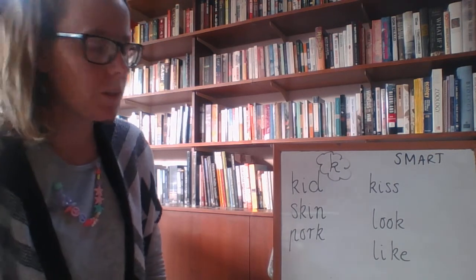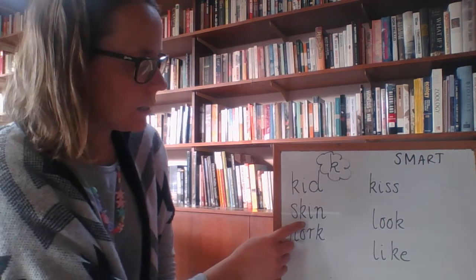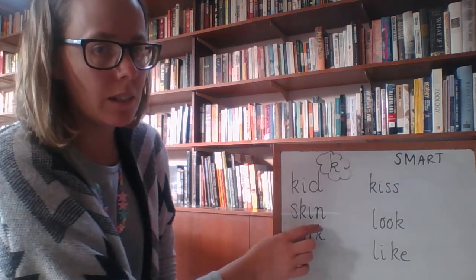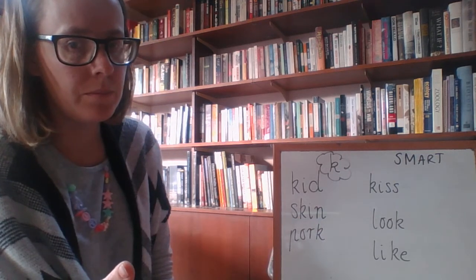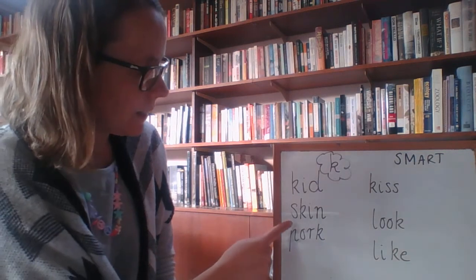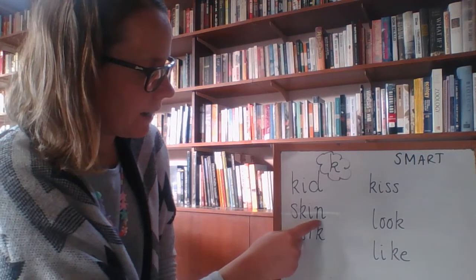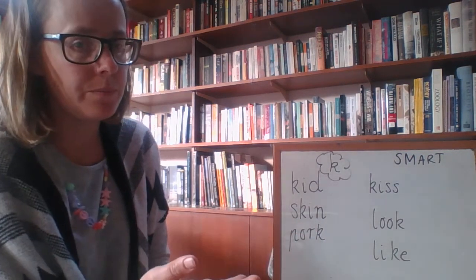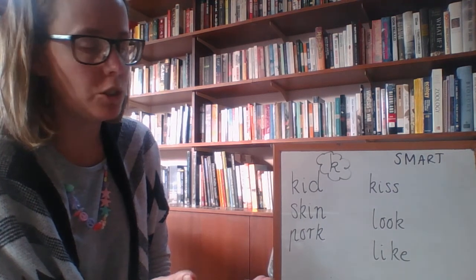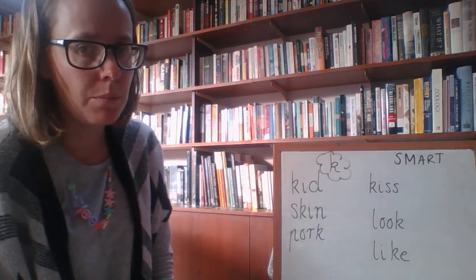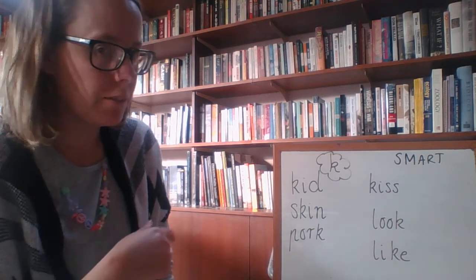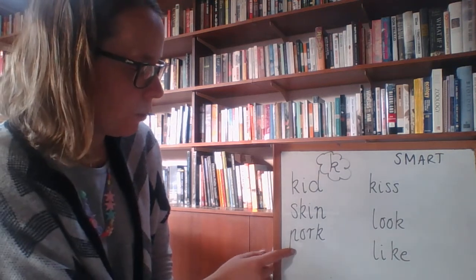Time to remember the word, so repeat after me. Sk, I, n, skin. Your turn. Perfect. And now say the letter names. S-K-I-N, skin. Your turn. Good job. Now teach it to your grown-up and then come back for the next word. The next word is pork.